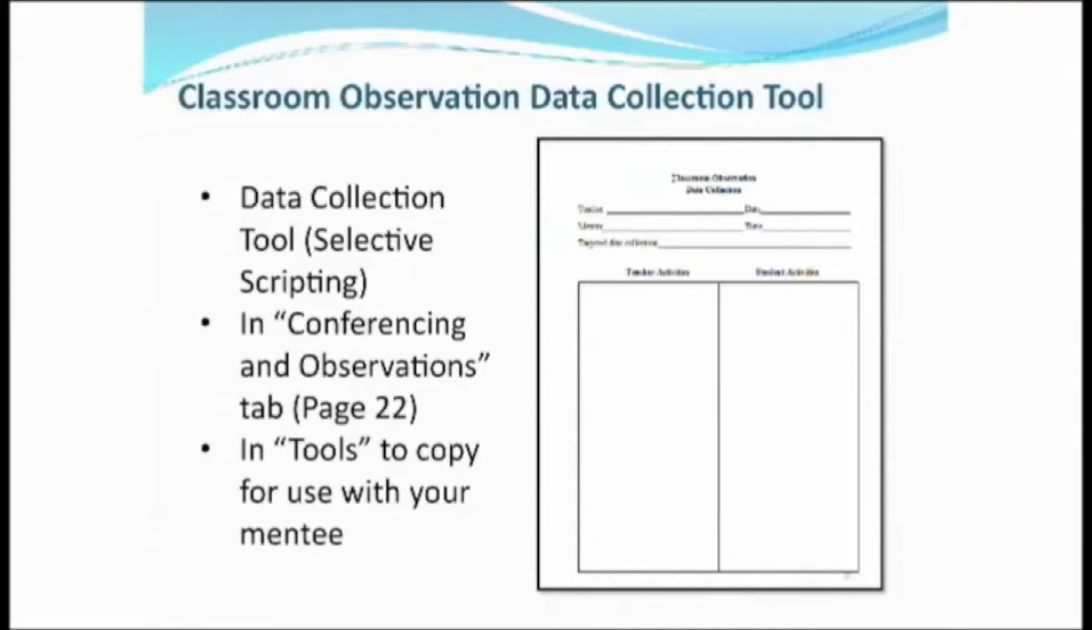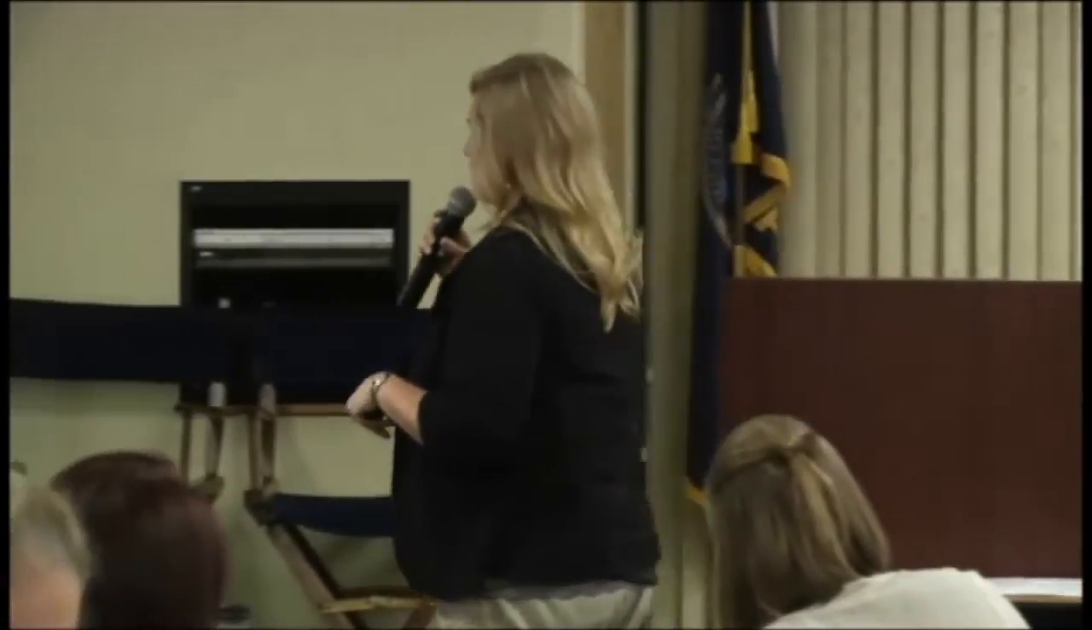Okay, so when you get to the actual observation, this is step two, right? You're going to gather some data. You are going to use a data collection tool. And this is in a couple of different places. There's a sample of it in conferencing and observing, and that's on page 22. And then there's also a blank copy behind your tools tab. And this is something that you can make copies of. We do have this electronically, so I'll make sure that Amy includes that in the email that she sends out with that conversation log that Amanda was showing you this morning.